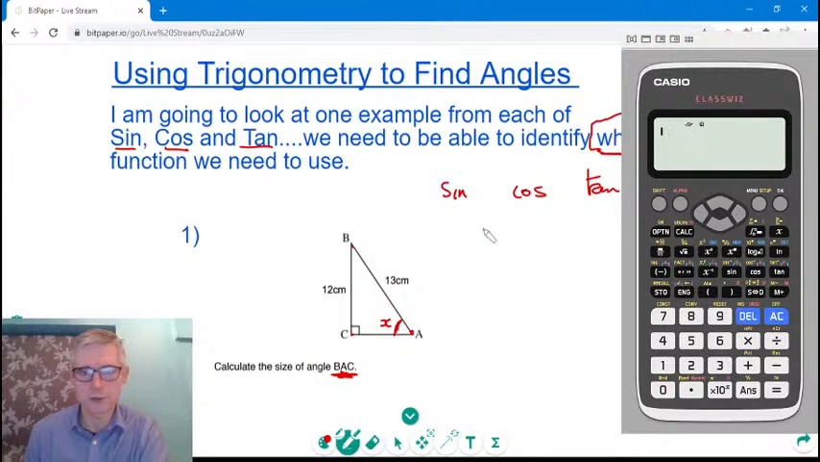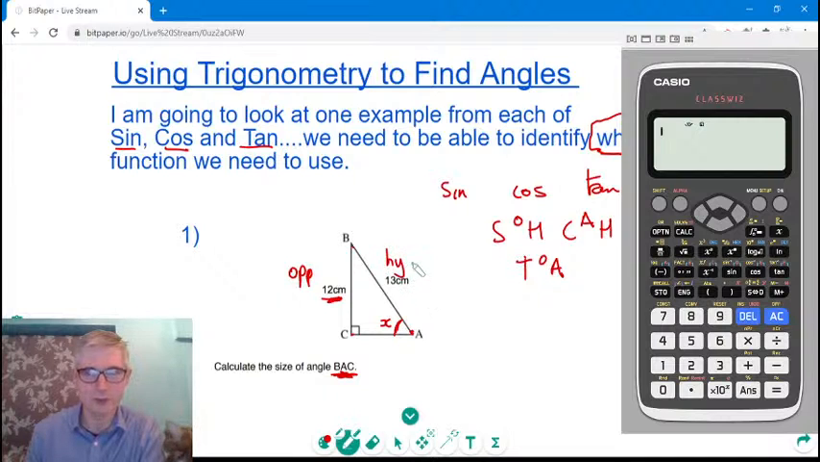The way I would do this is I would look for our SOHCAHTOA, and it's quite useful to write it with the middle letter raised, and I'll explain what that means in a second. So SOHCAH and TOA. Which side is the length that we know here? That's the one that's opposite to the x. And we've also got the hypotenuse, which is here.